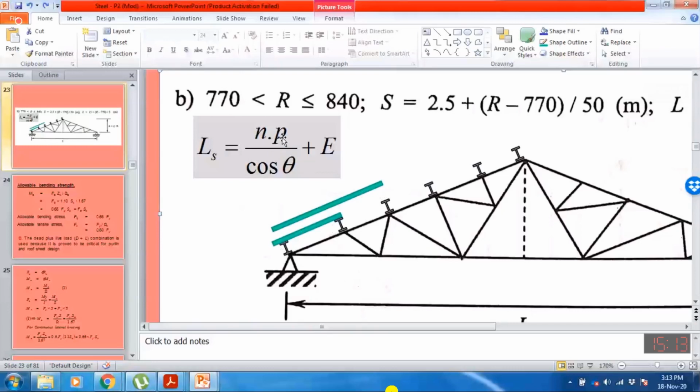Similarly, I have also explained, if you are computing the length of the sheet required to cover one panel, n value is equal to 1, p value is very large, np over cos theta plus e. If this answer is coming out to be more than 4 meters, it means that we cannot cover the spacing by one sheet.